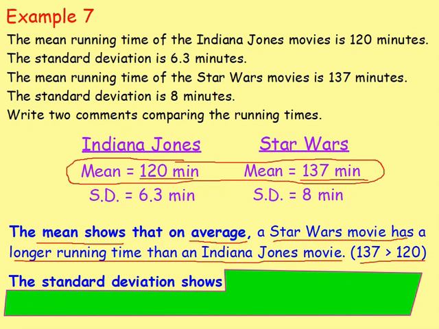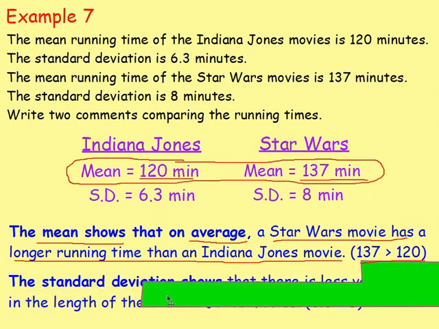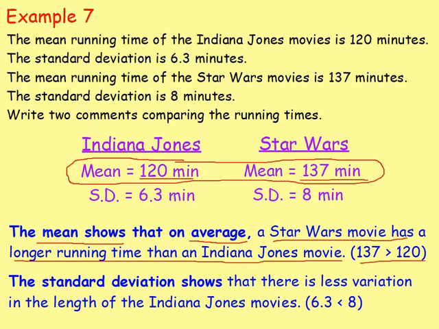For the standard deviation, well, what does the standard deviation show? What is it a measure of? The standard deviation is a measure of variation. It is indeed. Well done, Jack. So you can say the standard deviation shows that there is. And if we go for the Indiana Jones, we could say, well, that's 6.3, that is 8. So we can say that there is less variation in the length of the Indiana Jones movies, because the 6.3 is less than the 8.